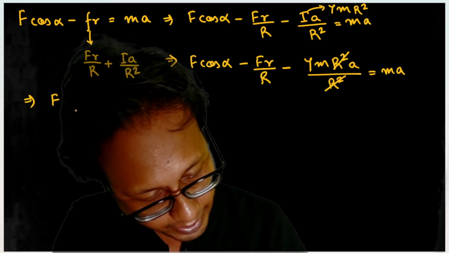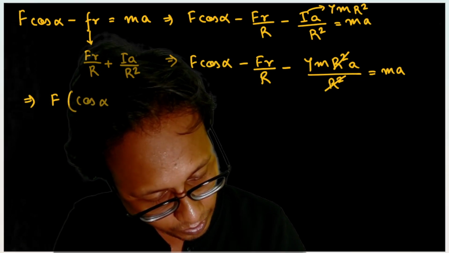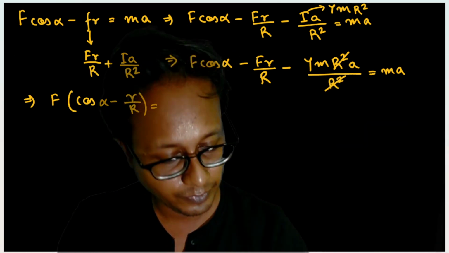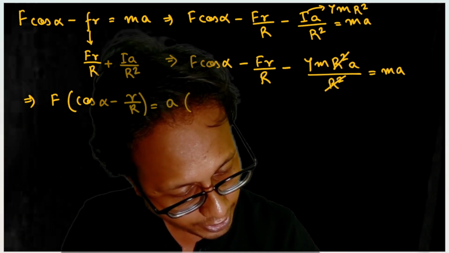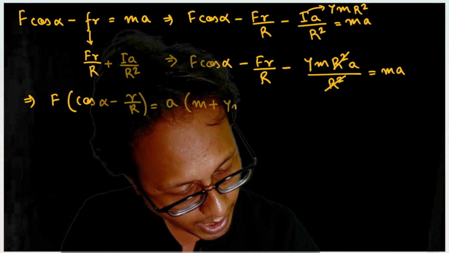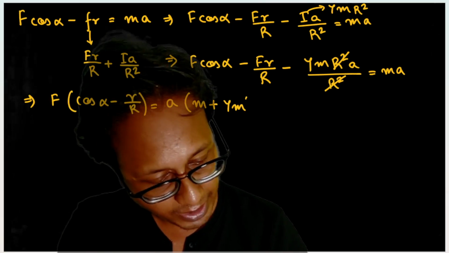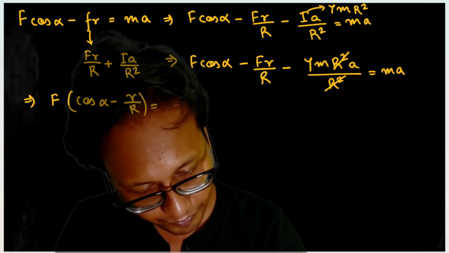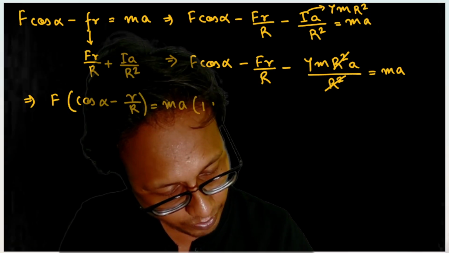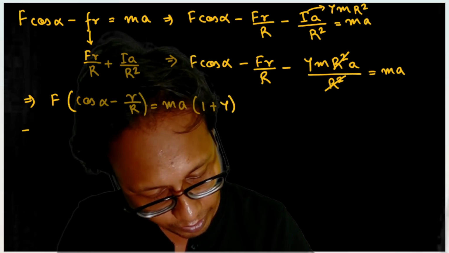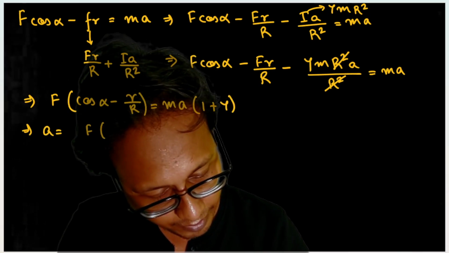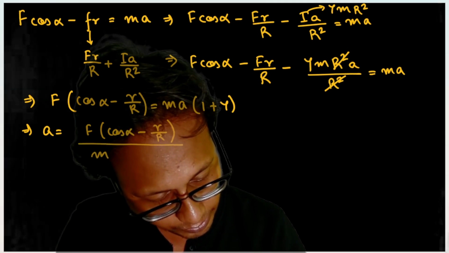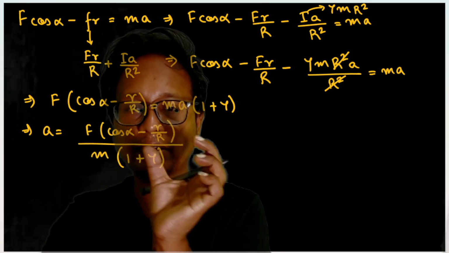Let me take F common. F into cos alpha minus r by R is equal to, let me send this entire term to the right hand side. If I take a common, it would be m plus y m. Or I'll take mass common. So m into a into 1 plus y, or acceleration is equal to F cos alpha minus r by capital R divided by mass into 1 plus y. So we find out the value of acceleration.